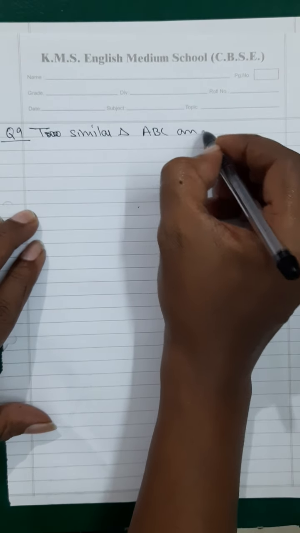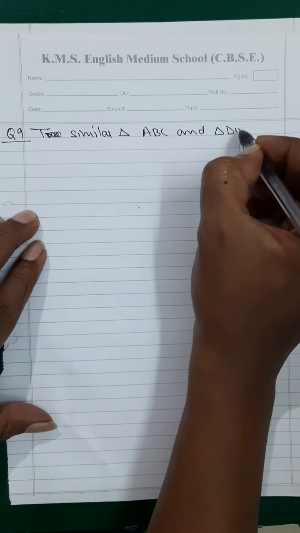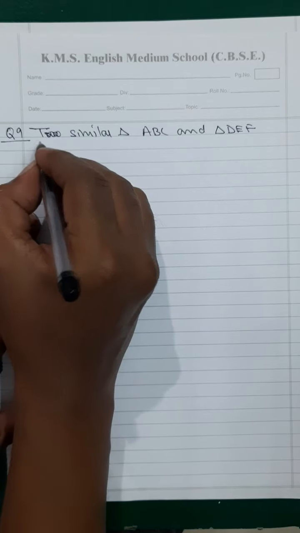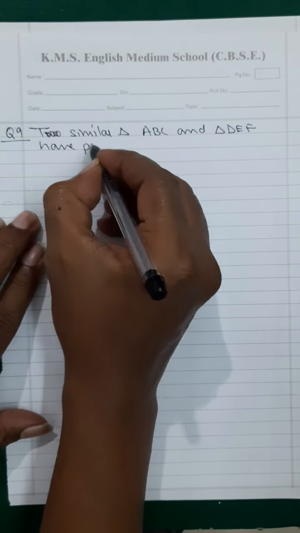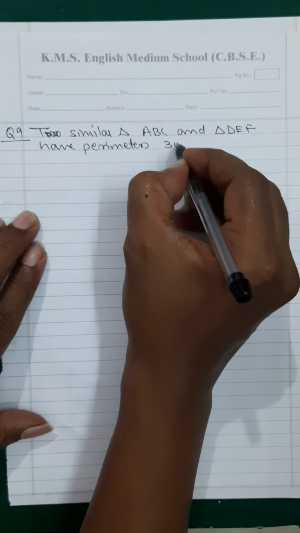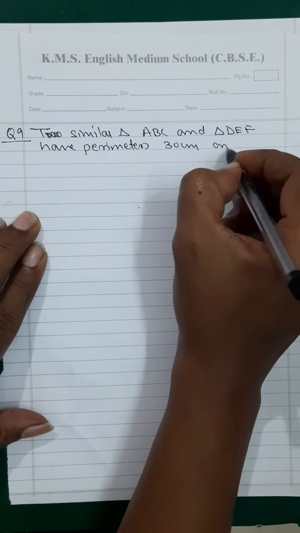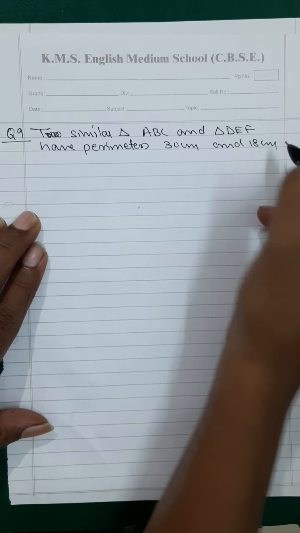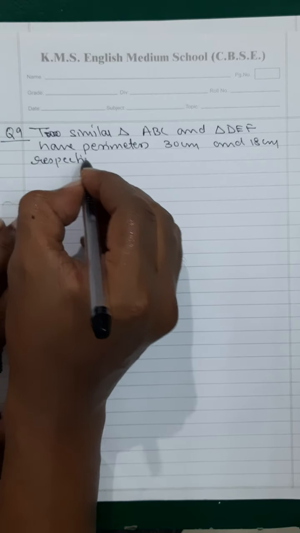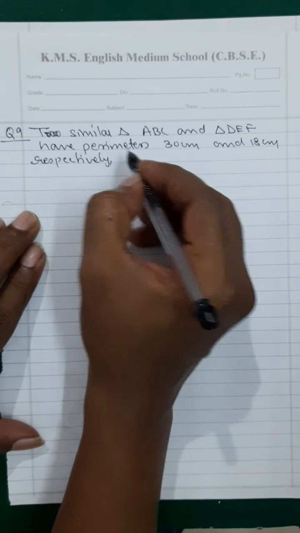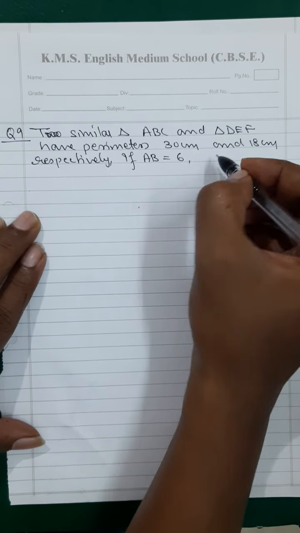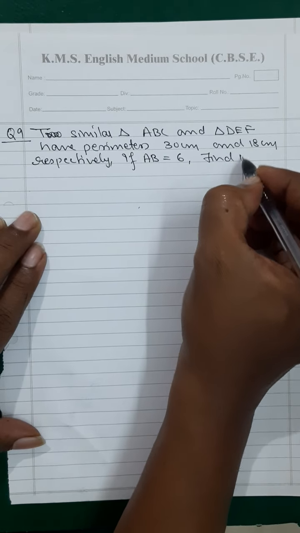ABC and triangle DEF are such that the perimeters, what are the perimeters? 30 centimeter and 18 centimeter respectively. Very nice one, I like this. If AB is equal to 6, find DE.